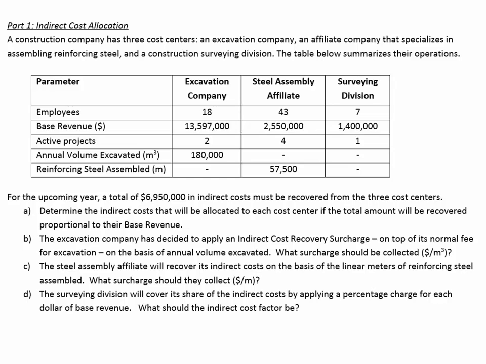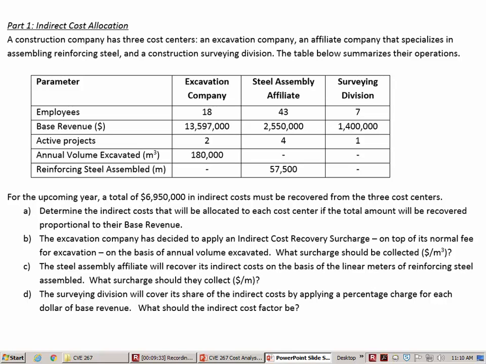Should you simply divide this $6.9 million by 3 and say each division has to pay 1/3? Maybe that's not fair because, for instance, the surveying division only has 7 employees and the steel assembly has 43 employees. And so the surveying division would probably say we should do it on the basis of employees, not simply dividing it by 3.